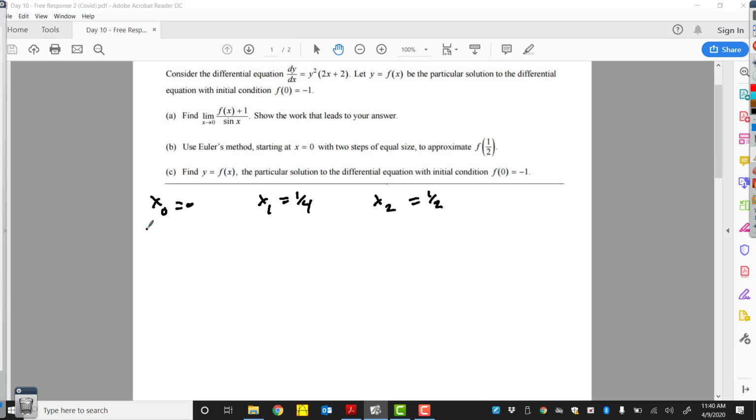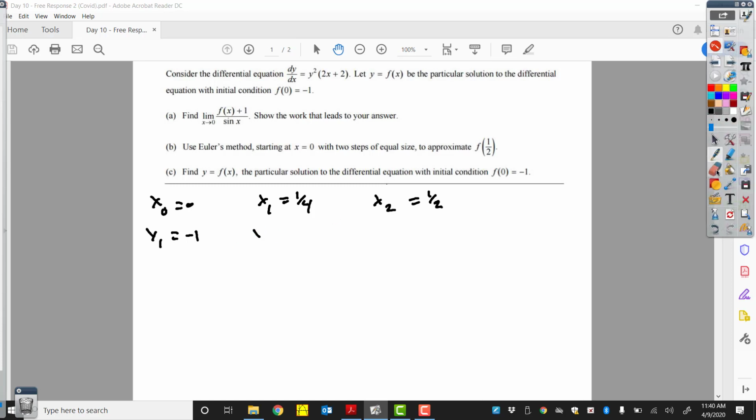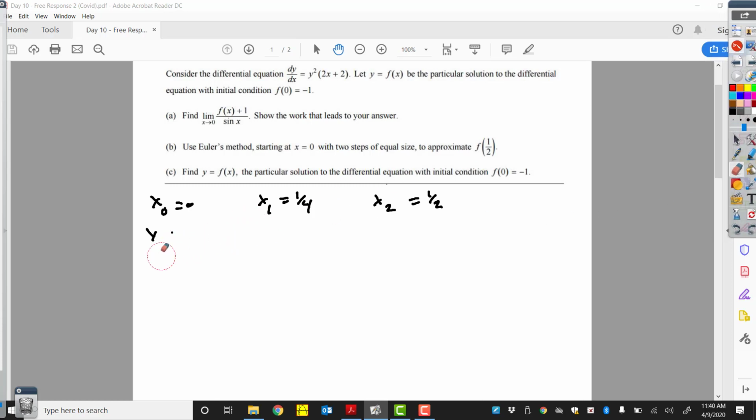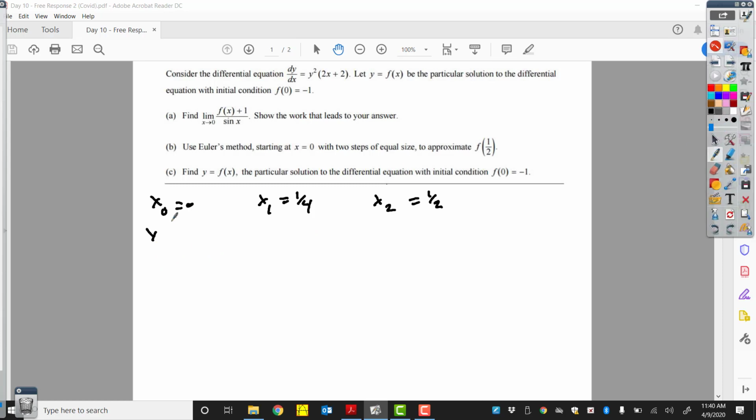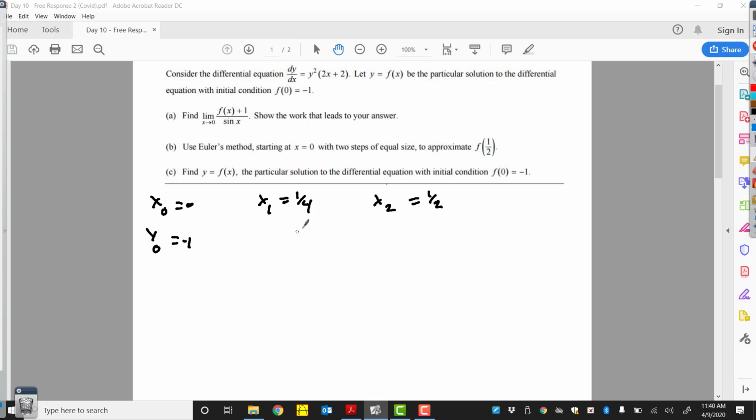We know y0 is equal to -1. And because we're doing Euler's method, we know y1 is equal to y0 plus dy over dx at x naught comma y naught times delta x. All right, well, y0 is -1.